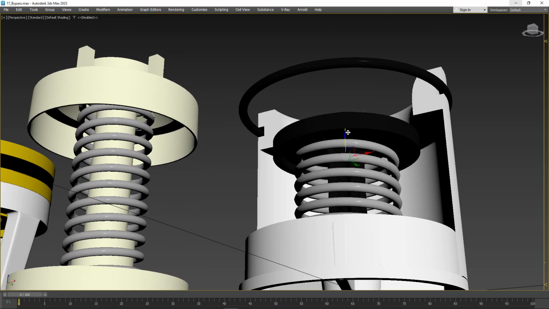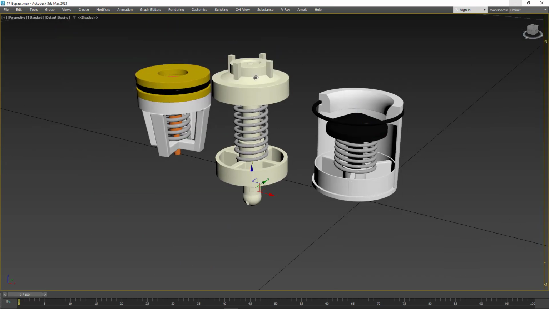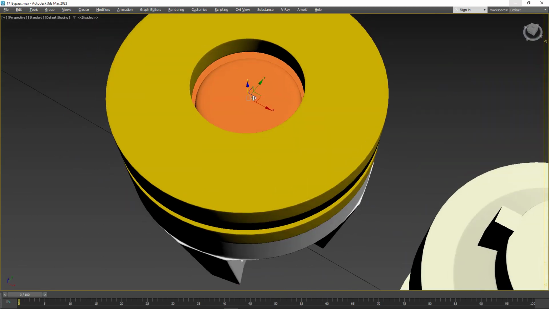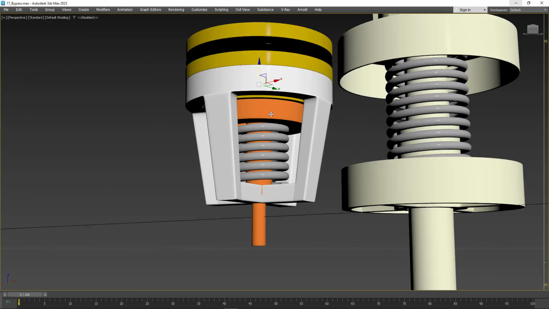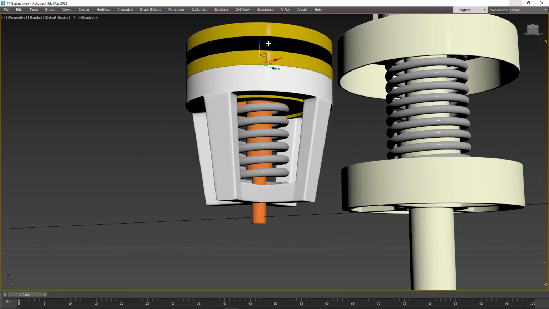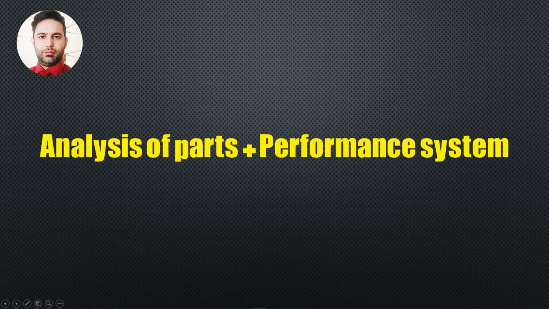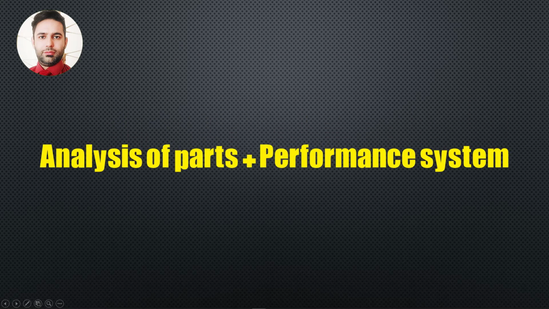Pay attention. The combination of the part analysis chapter and the performance system chapter means 99% of repairs. Repairs are 99% knowledge and 1% assembly and disassembly of parts. So, be very diligent in learning the first two chapters.